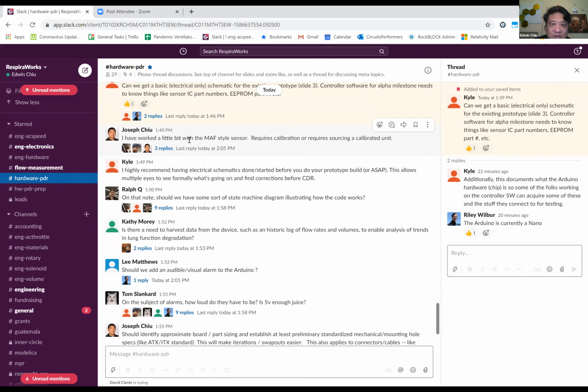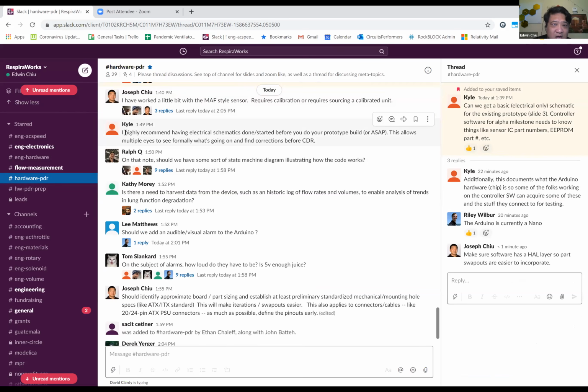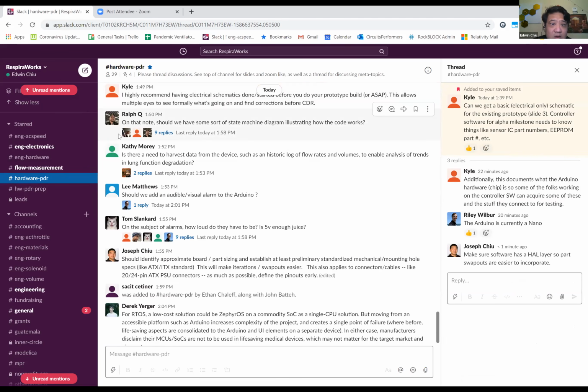Joseph says, I've worked a bit with the MAP style sensor, requires calibration. Yep, that's good to have some experience on that. Recommend having electrical schematics done or started before you do your prototype build. Yep, that's the priority for the next week, to design the circuit board and have an electrical schematic.